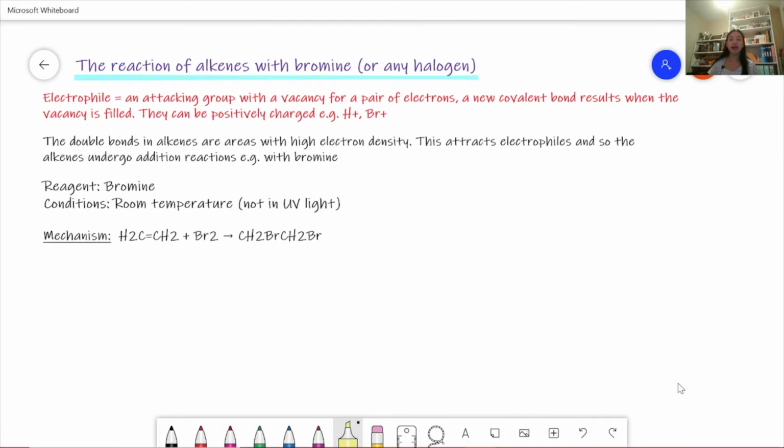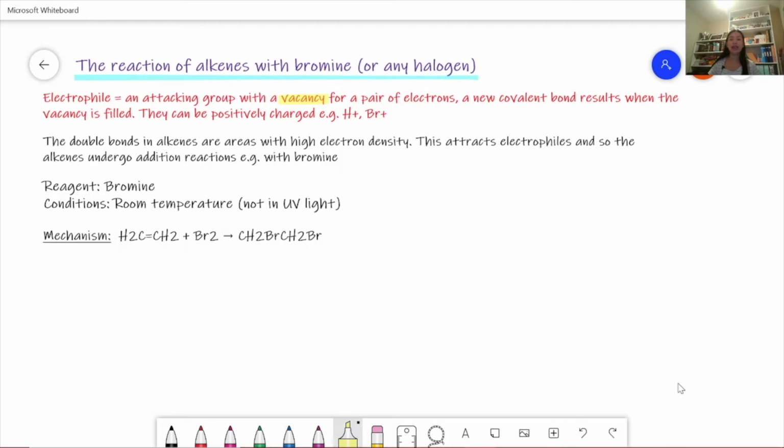Now we're going to look at the reaction of alkenes with bromine or any other halogen. So first we need to learn what an electrophile is. An electrophile is an attacking group with a vacancy for a pair of electrons, and a new covalent bond results when the vacancy is filled. And they can be positively charged, so for example H plus or bromine plus.